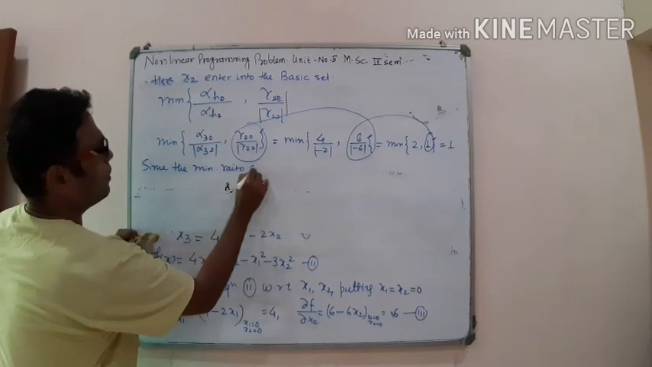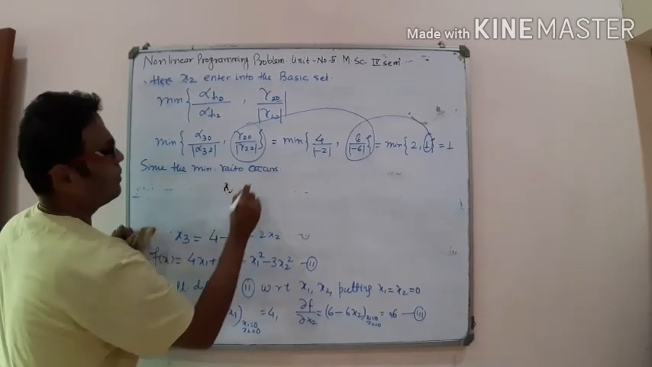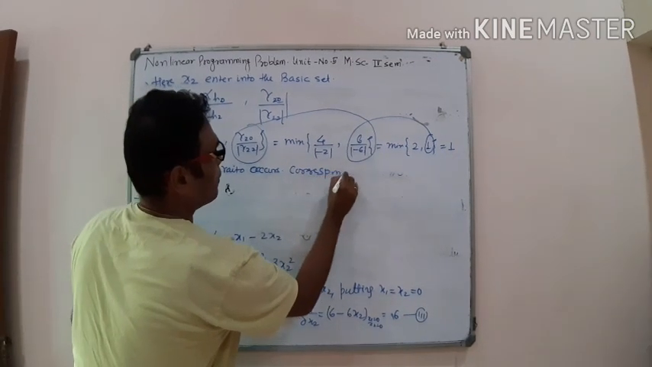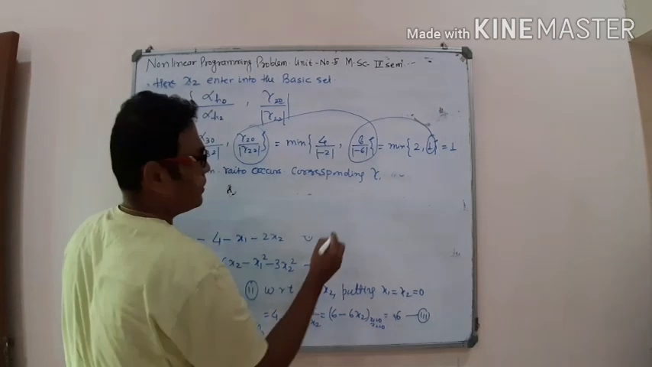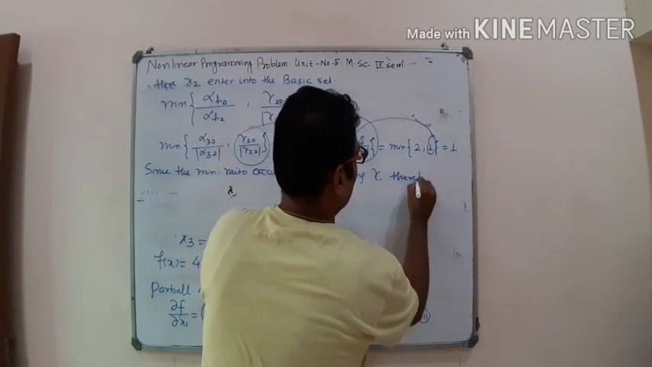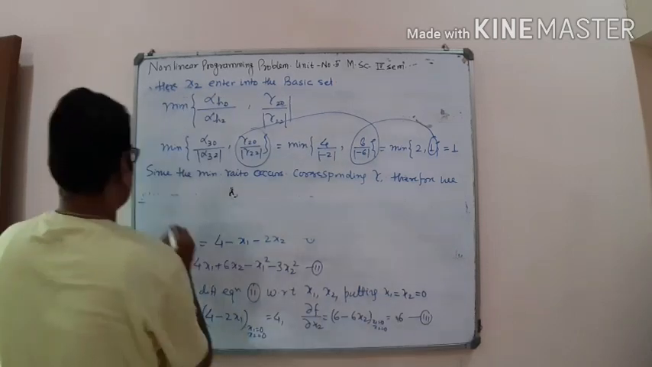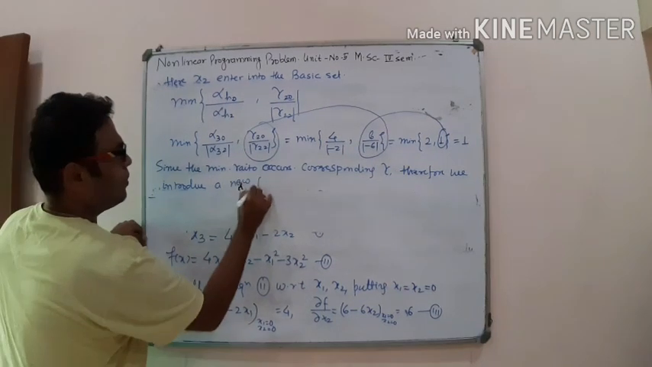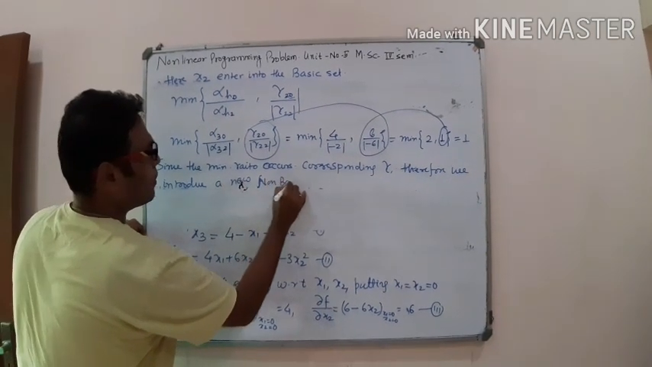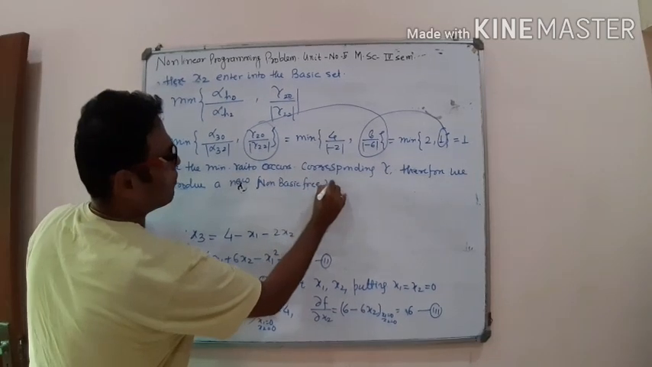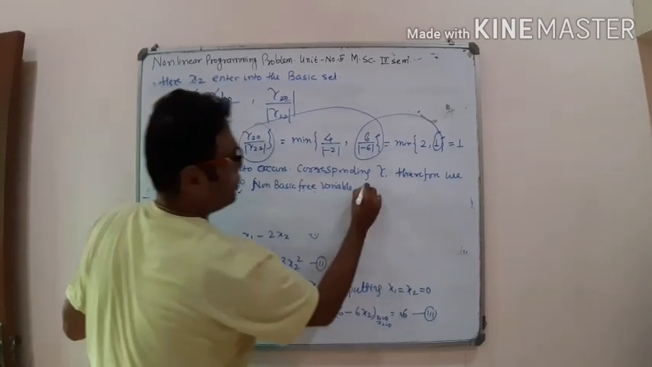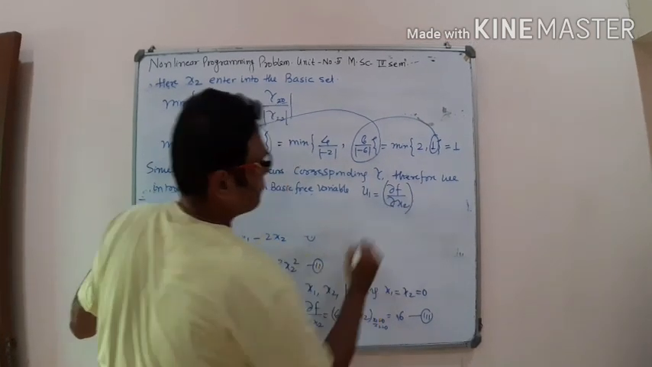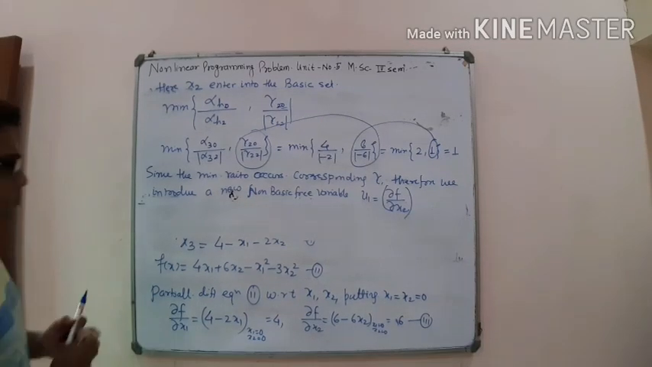Since the minimum ratio occurs corresponding to gamma, therefore we introduce a new non-basic free variable u1, which is equal to del f by del x2. This is the problem.